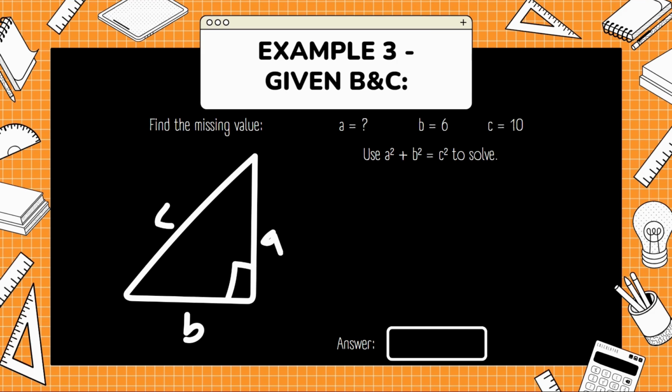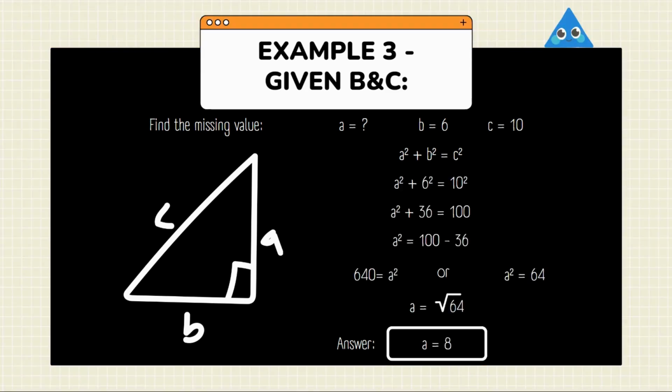Example 3. Find the missing value. We don't know a, but we know b and c. b is 6 and c is 10. Use a squared plus b squared equals c squared to solve as normal. I'll give you 3 seconds. 3, 2, 1. Answer.